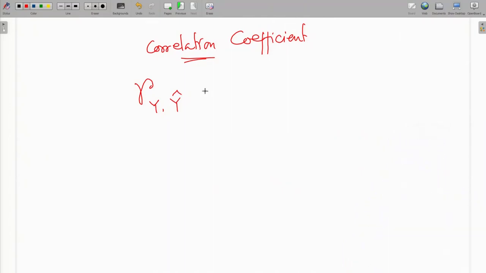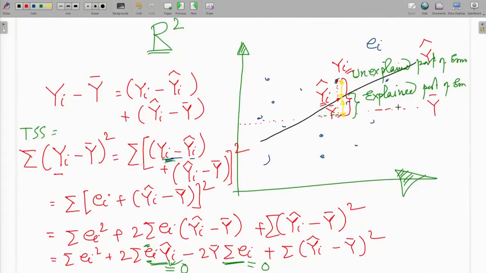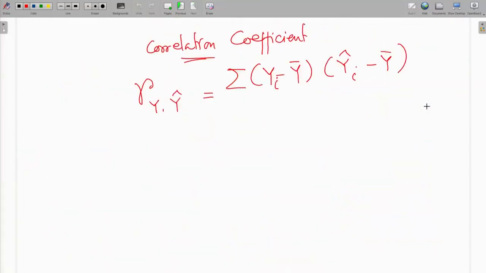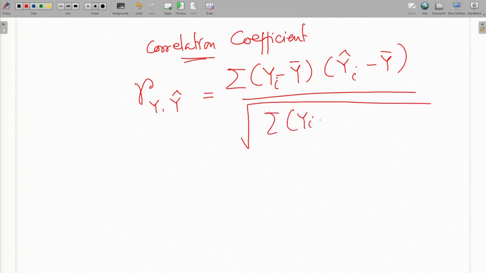Now, if I expand this, what I will write is summation (yi minus y bar)(yi hat minus y bar). Remember, this y bar is the same y bar we were talking about. And of course, I will have the denominator term: the summation of (yi minus y bar) square and the summation of (yi hat minus y bar) square.